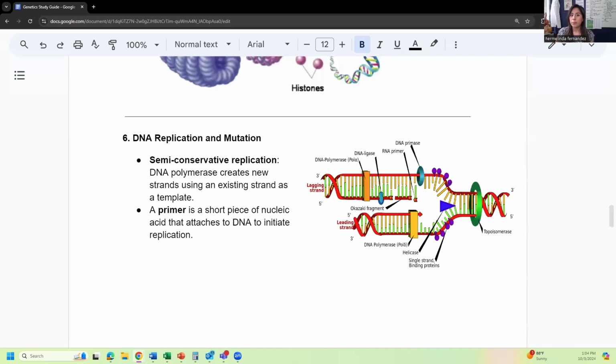And now primer. We talked about this in class. Think about whenever you're painting, you need a primer so your paint can stick. It's the same thing here. We have a primer, which is a short piece of nucleic acid, and it attaches to DNA to initiate DNA replication. You need that little primer in order to stick and create that whole DNA replication, okay?